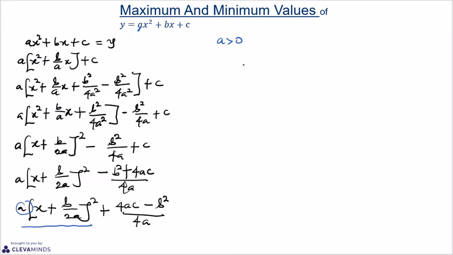So we can conclude that the minimum value of y is attained when this expression underlined, that is what expression? The expression x plus b over 2a is equal to 0. And what does that mean? That gives us x equals negative b over 2a. So this is what I call the line of symmetry the other time. Can you see how it has been obtained?